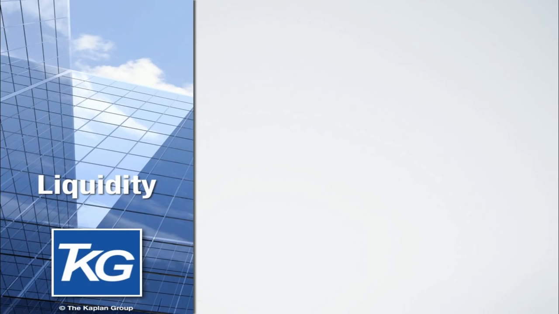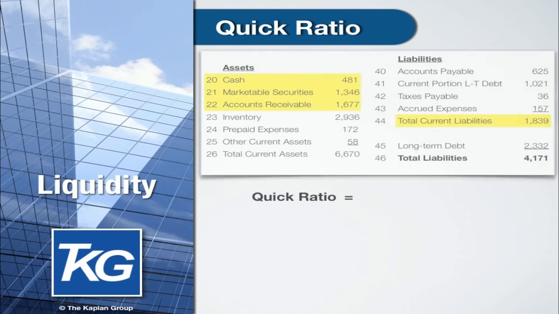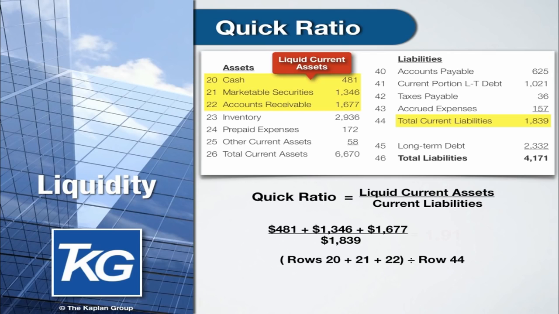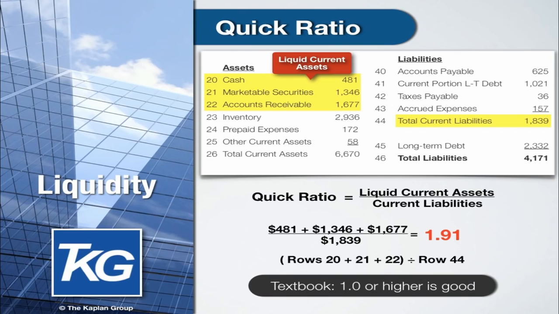The next ratio we're going to look at is the quick ratio. This excludes some of the current assets that cannot easily be turned into cash, such as inventory. So it's more like extremely liquid current assets, and then this amount is divided by current liabilities. In this example, the assets that would qualify as liquid current assets include cash, marketable securities, and accounts receivable. And then we divide that sum by the total of current liabilities, and we get a ratio of 1.91. The accounting textbooks basically say a ratio of 1.0 or higher shows adequate liquidity for most companies.